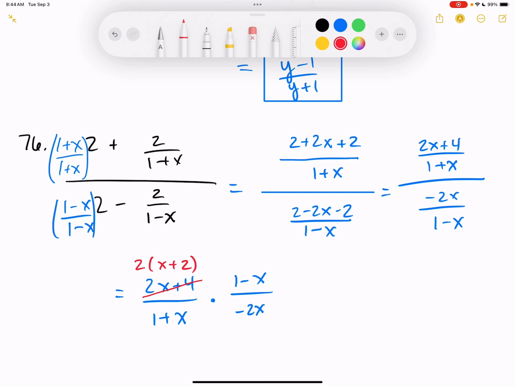And so now, because it's now multiplying, I can cancel this 2 and the 2 from in here, which is going to give me x plus 2 times 1 minus x on top. Over on the bottom, I'm going to have a negative x times 1 plus x.